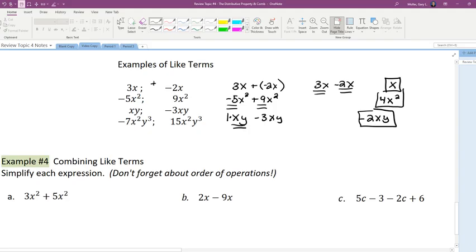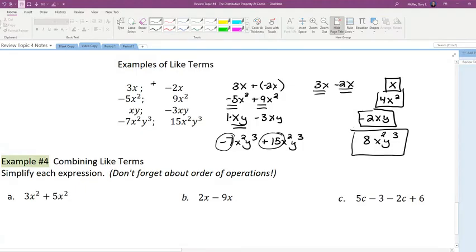And finally, the last one, we've got negative 7x squared y cubed. And I'm going to add 15x squared y cubed. And so the end result will still be x squared y cubed, and the coefficients are just negative 7 plus 15. So that's 8.